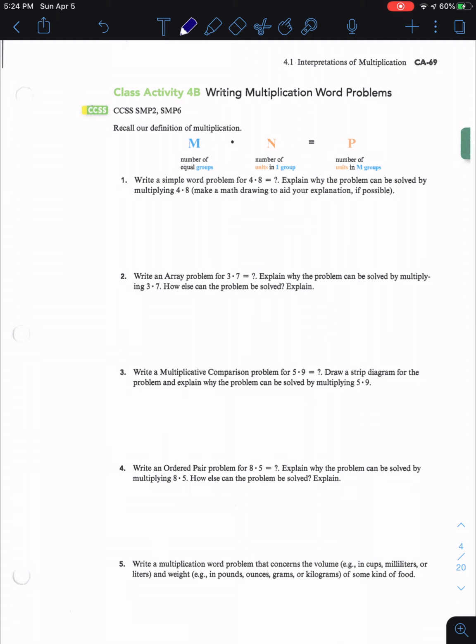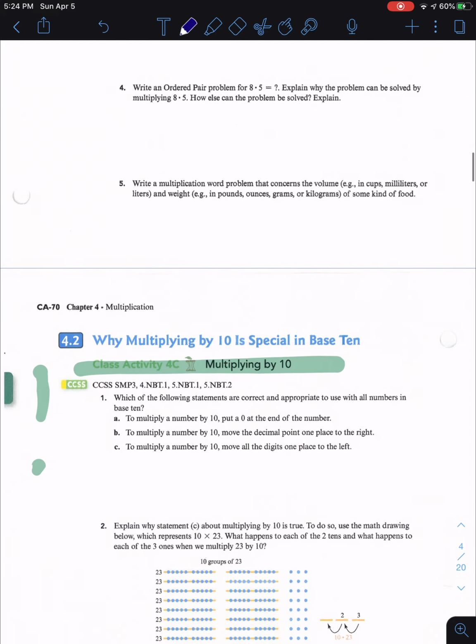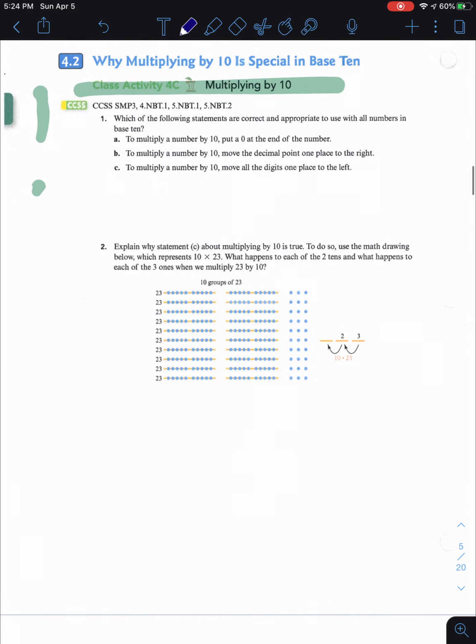So 4B is not a core activity, but it is a really good one to take a look at. But we will go through 4C next.